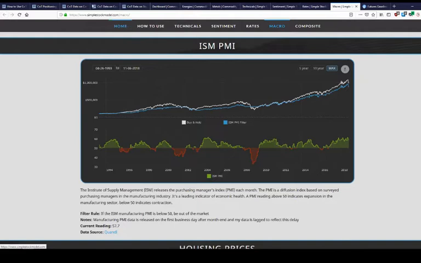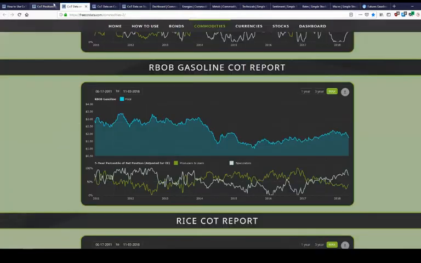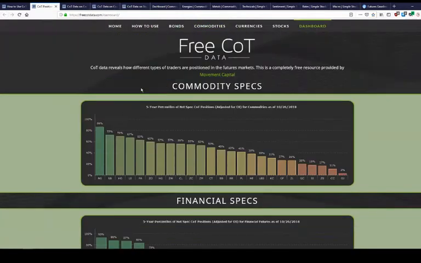But overall, that is about it when it comes to positioning and seasonality in the S&P. So if anybody's got any questions, I'm happy to help out.